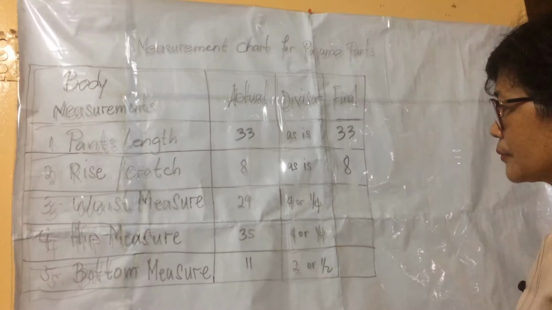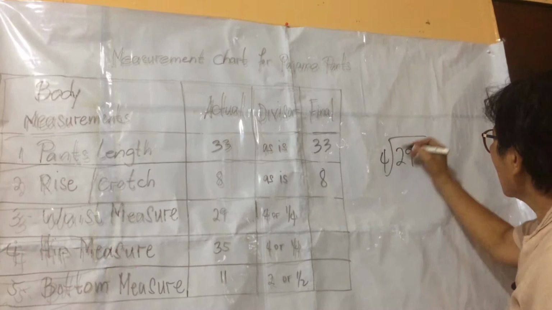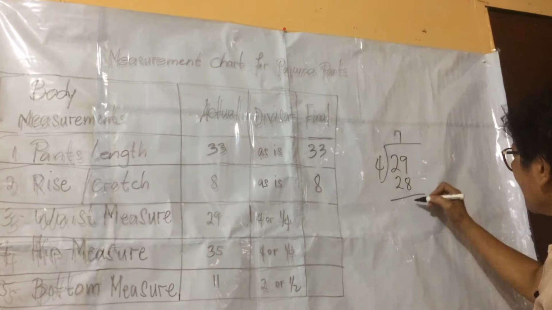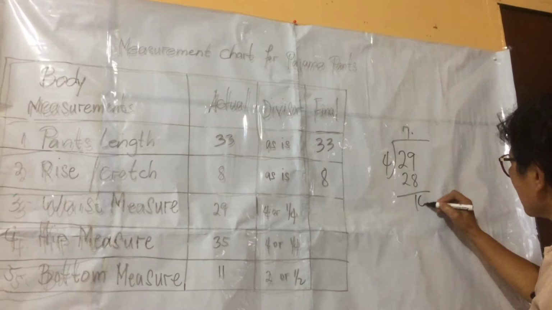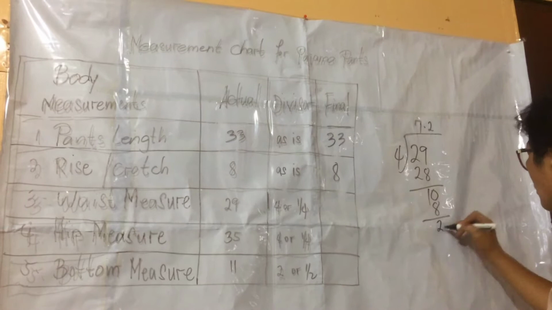Waist measure, 29. The divisor is 4 or 1/4. 29 divided by 4 is 7. 7 times 4 is 28. 29 minus 28 is 1. Right the point, add 0. 10 divided by 4 is 2. 2 times 4 is 8. 10 minus 8 is 2. Add 0.